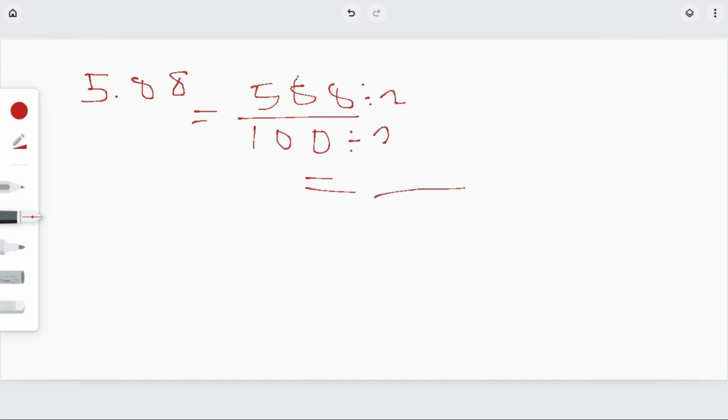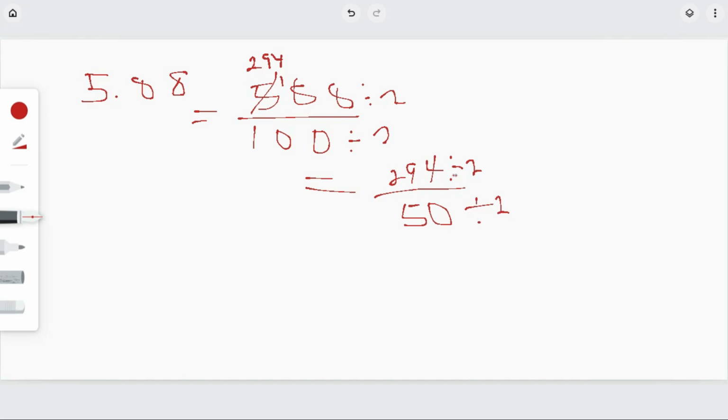So how many 2s can I find in 5? That's 2. So in 18 we have 9. And in 8 we have 4. So that's 294. You understand? So in 100 we have 50. We can easily divide this one by 2, and we can divide this one also by 2.